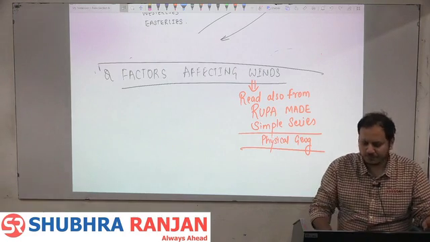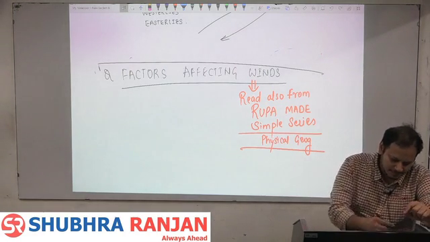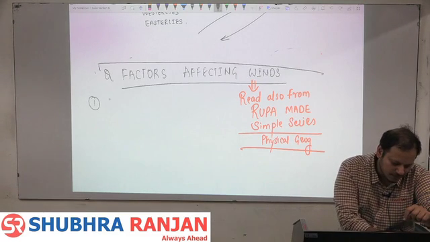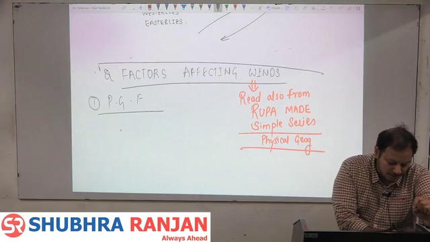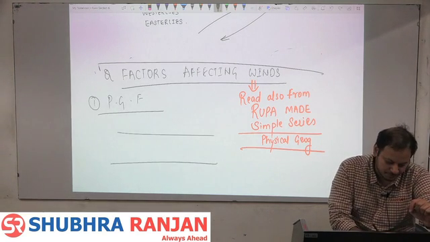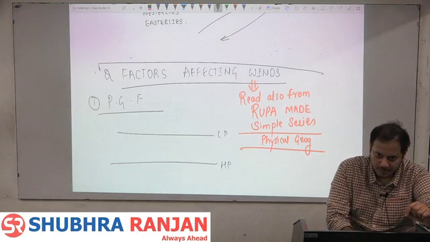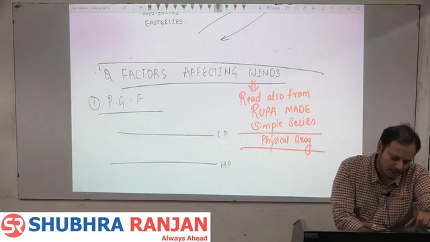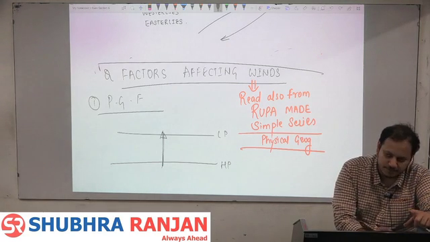Fine? So what are the different factors affecting wind? One is the pressure gradient force. That is the rate of change of pressure. I'll quickly tell you first. That is, wind always flows from high pressure to low pressure, and the pressure gradient force acts from high pressure to low pressure, and therefore wind flows from high pressure to low pressure in this direction.